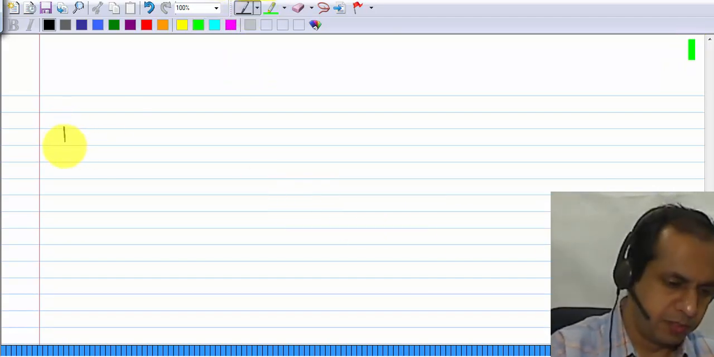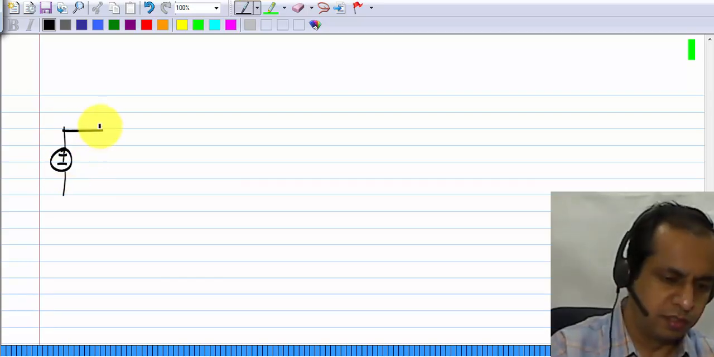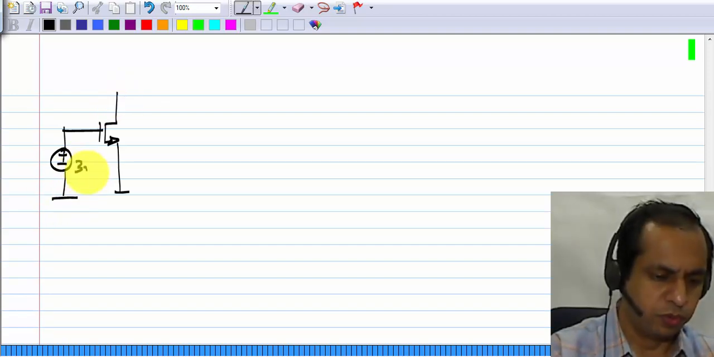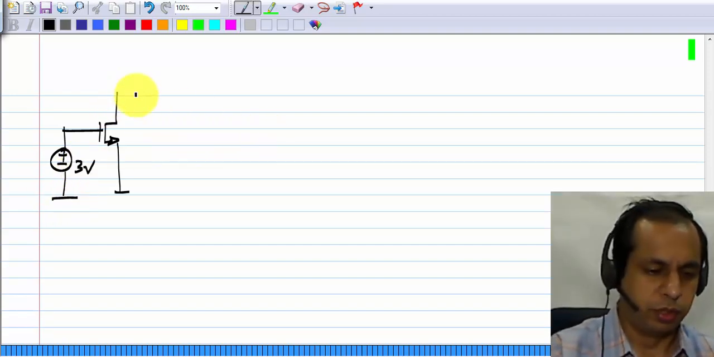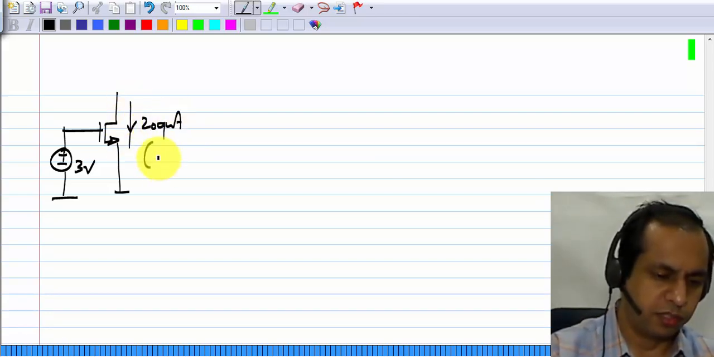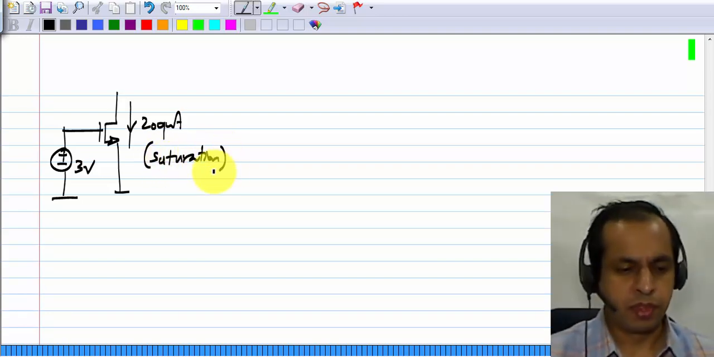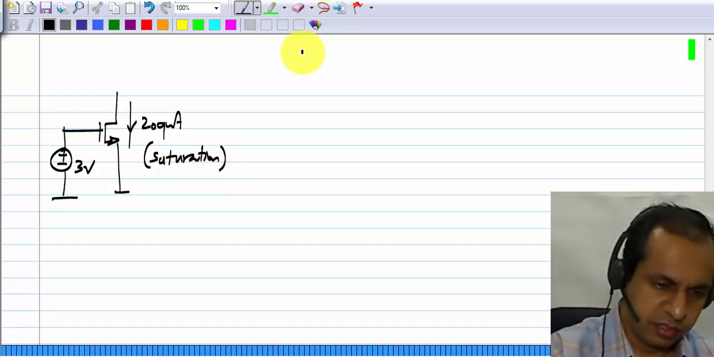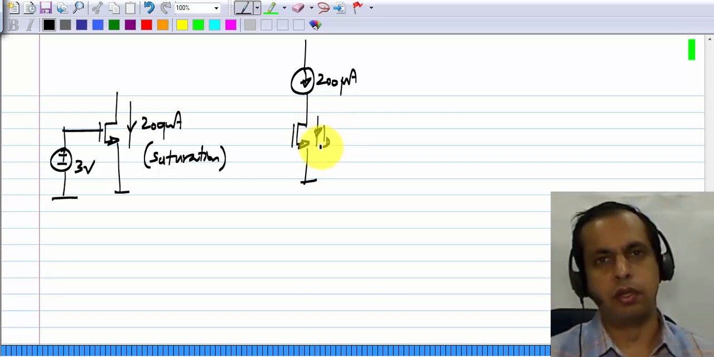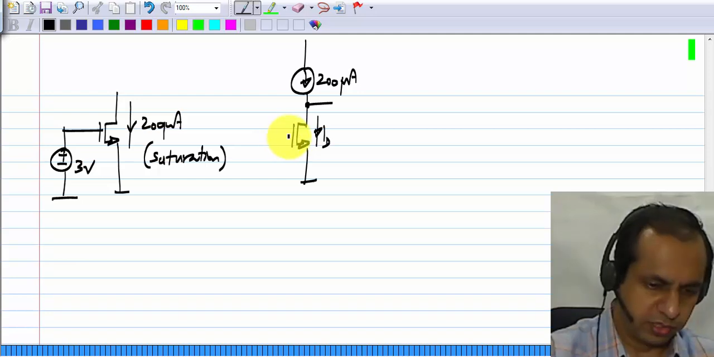Instead of saying that the transistor should be provided with a VGS of 3 volts, okay, so we know that if it's in saturation, it would draw a current of 200 microamperes. Okay. So instead of this, what we do is we have a 200 microampere current source, and we compare that to the actual drain current of the transistor, whatever that is.